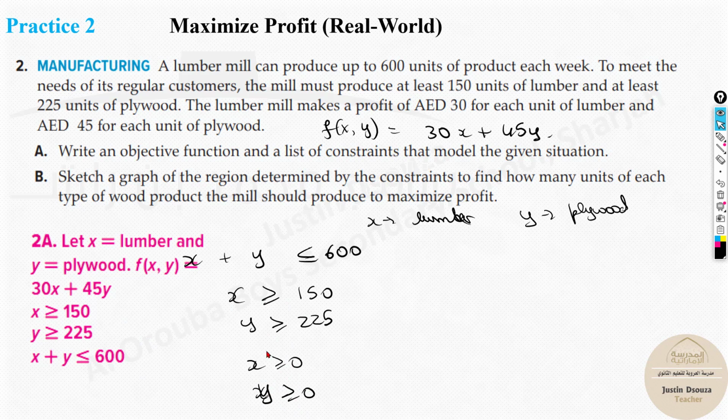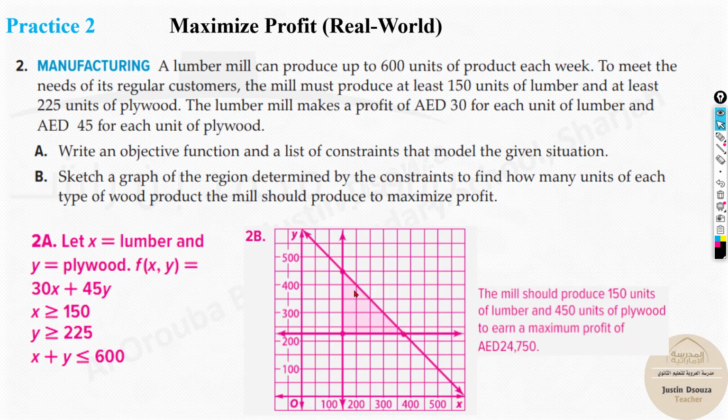Now, this is not always mentioned, but it is understood. x is greater than or equal to 0, y is greater than or equal to 0. It's understood. It can't be negative, that's it. And over here, these are the other constraints. So remember, it's greater than or equal to, and over here, the first one was less than or equal to. So this would be the answer.